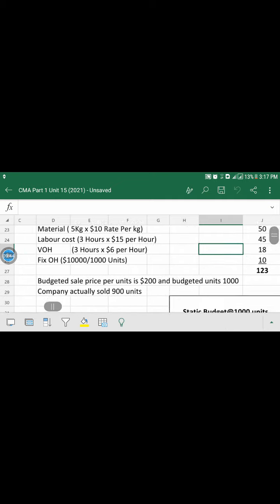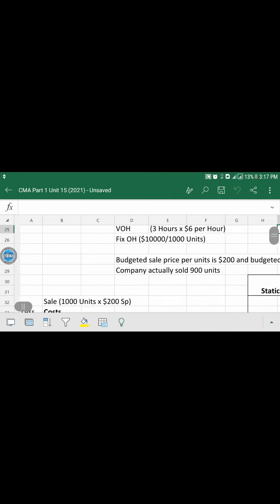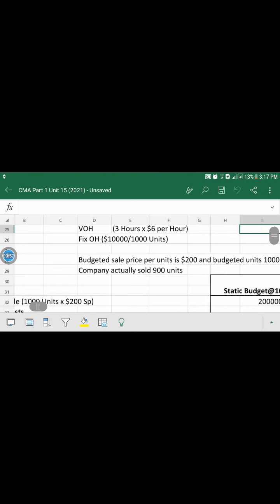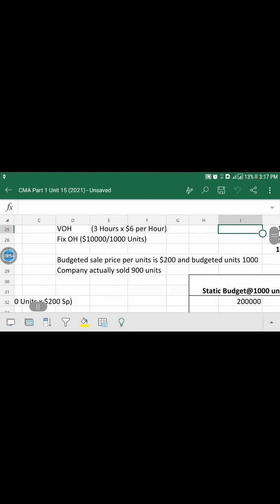Here, what is the question asking? The question is asking us that the budgeted sales price per unit is 200. That means it is talking about the budgeted sales price and budgeted cost, which, as we have seen, is the static budget.